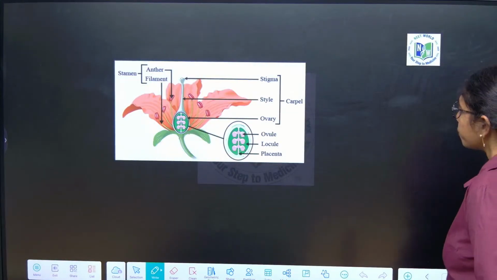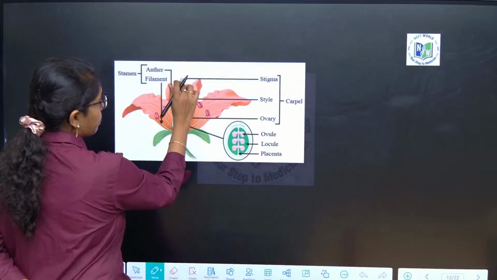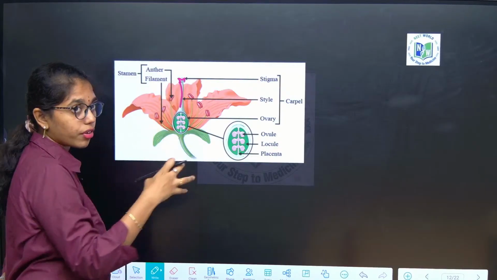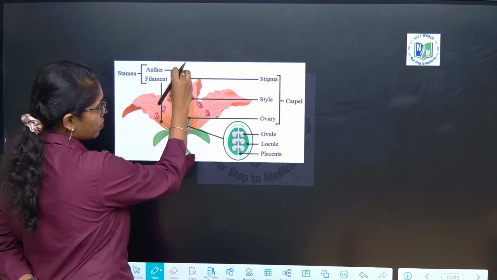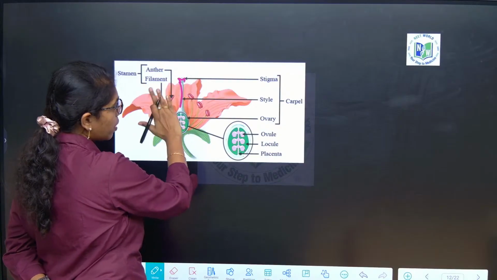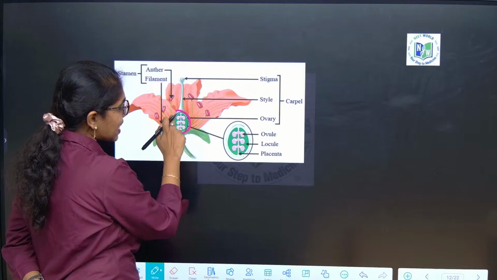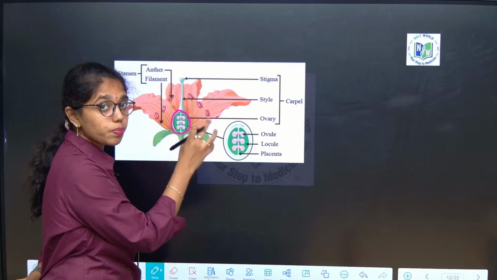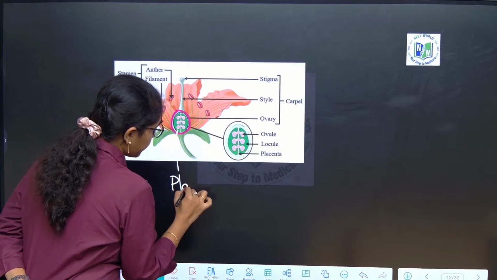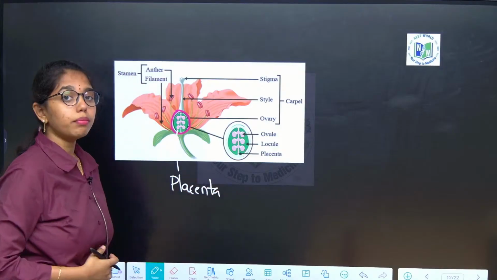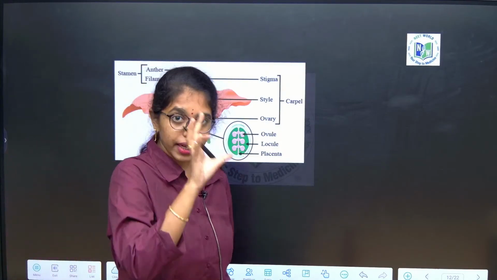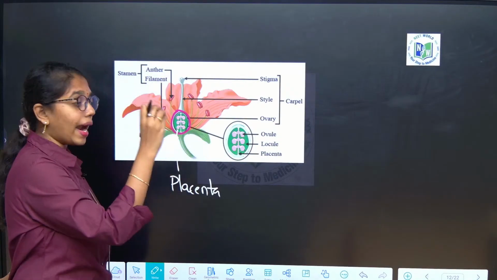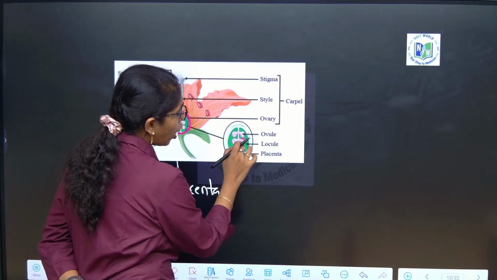Now the stigma is the receptive site of the pollen grain. Style is the long tube-like structure which has the pollen tube in it after fertilization. Before fertilization, once the pollen grain lands on the stigma, that develops the pollen tube. Now inside the ovary, look carefully. Inside the ovary there is a complete fluid filled space, you will call it placenta. Like in a human mother there is the womb, inside the ovary there is placenta, and inside placenta you will have locules like this.